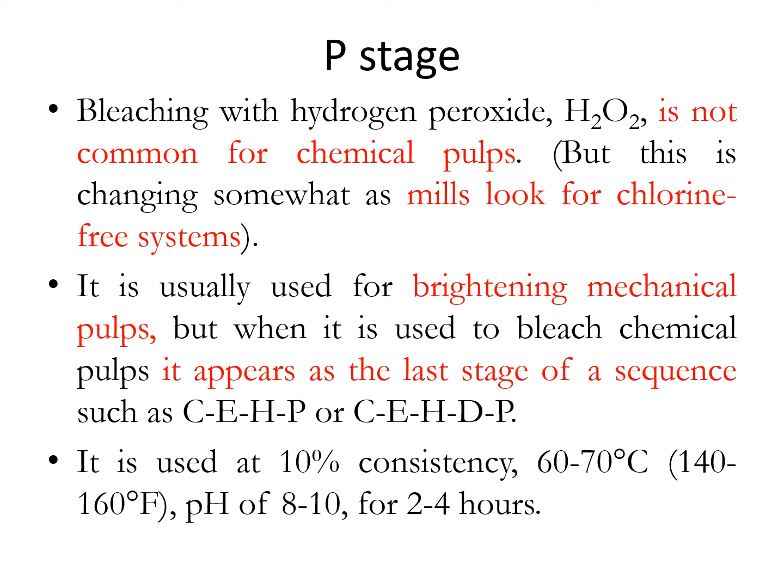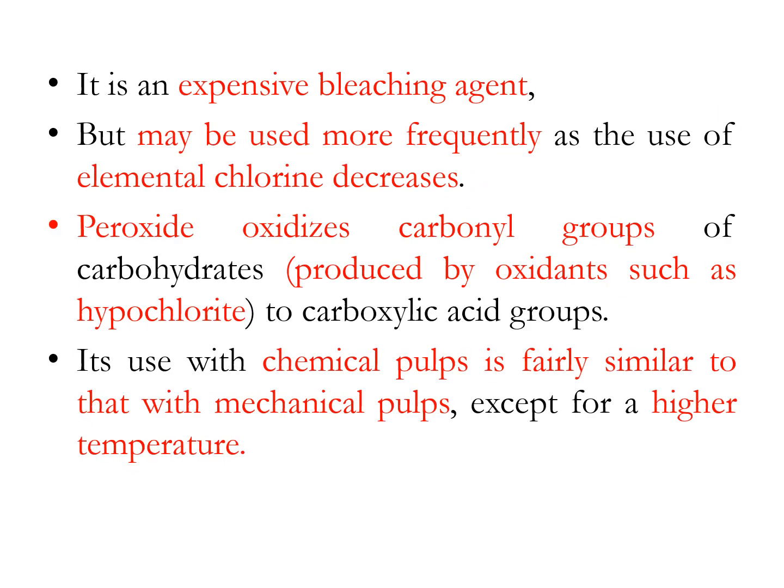When peroxide is used for chemical pulp, it appears at the last stage of the sequence, like CEHP or CEHDP. The sequence name abbreviations you will be familiar with by now. The consistency is 10% and it is operated at 60 to 70 degrees centigrade, pH 8 to 10, and for 2 to 4 hours. But it is fairly similar to the mechanical pulp process except for the higher temperature, as you can see.